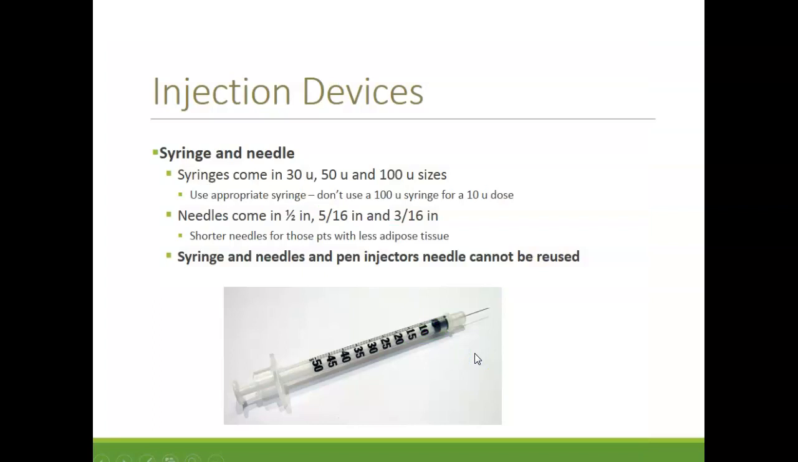Make sure you know what syringe your patient should be using. Syringes come in different unit sizes. Use the appropriate one. Don't use a 100-unit syringe for a 10-unit dose. Needles come in different lengths. Use shorter needles with patients that have less adipose tissue. And syringes, needles, and pen injectors should not be reused.